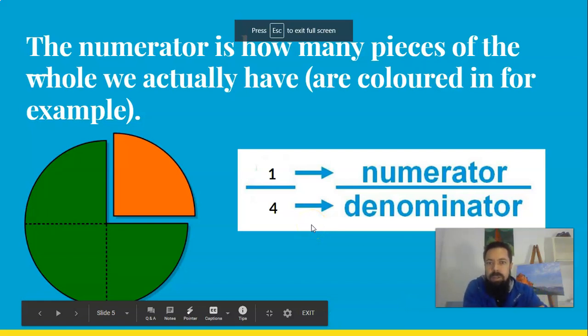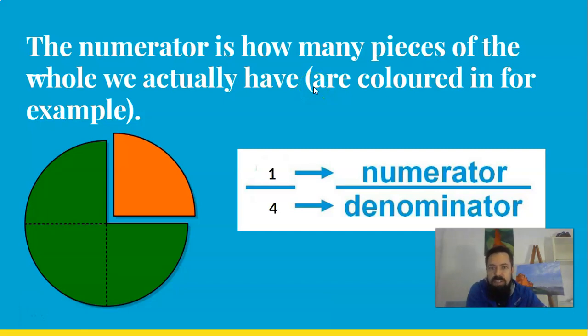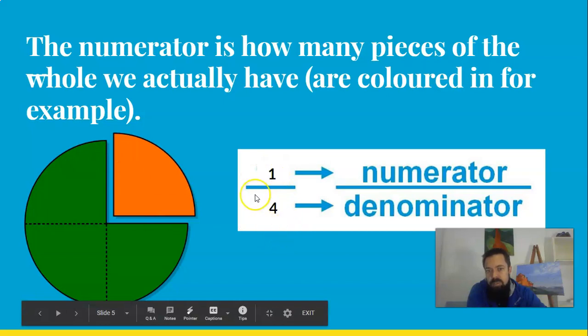All right, so the numerator is how many pieces of that whole we actually have. Very often in a picture, it's asking how many are colored in, or sometimes it actually asks how many are not colored in. So for this one, we could say how many are colored orange, and we can see there's one colored in, that's our numerator. There are 4 pieces altogether, that's our denominator.